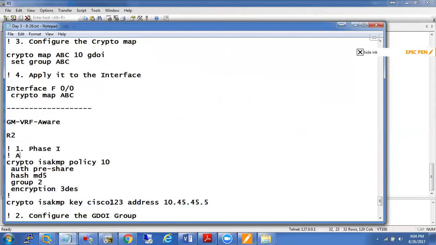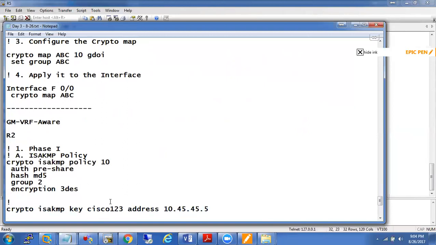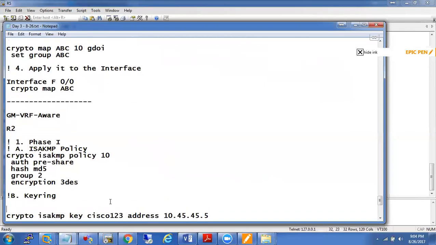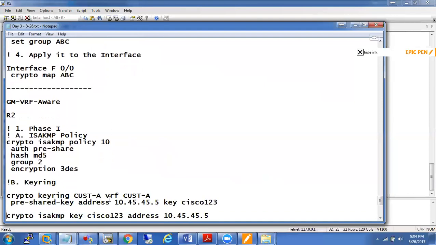You guys remember? A, ISAKMP policy, done. B is the keyring, because this will not work. So how do I create the keyring? Crypto keyring. Let's call it cust A, VRF cust A. Pre-shared key address 10.45.45.5, and the key is Cisco123.